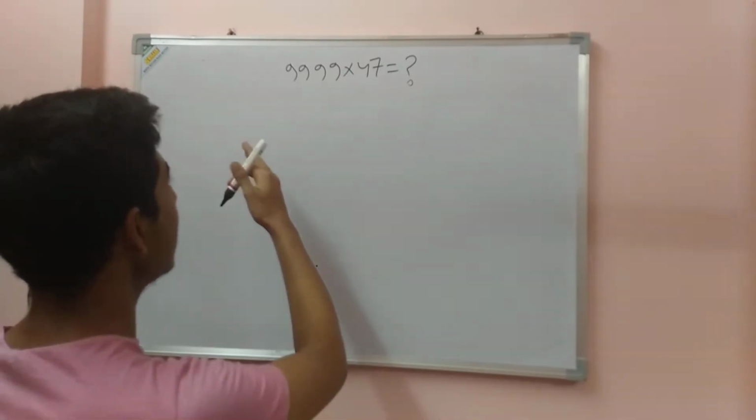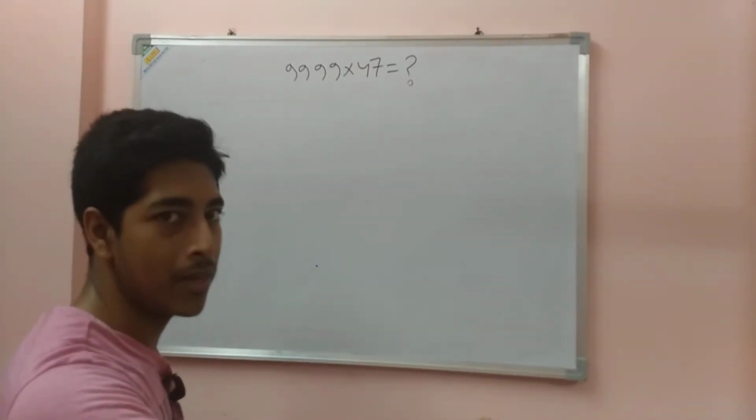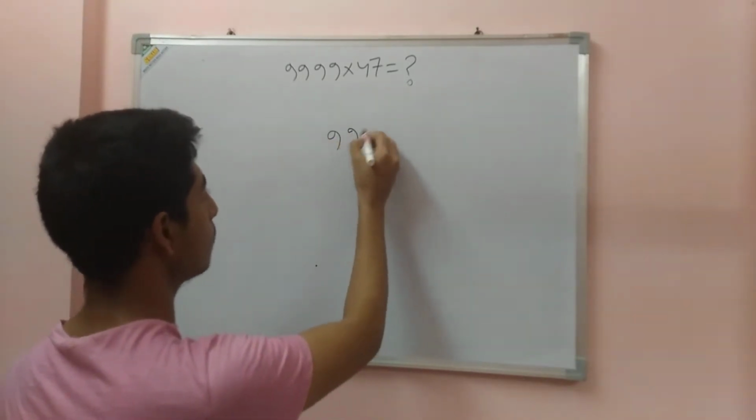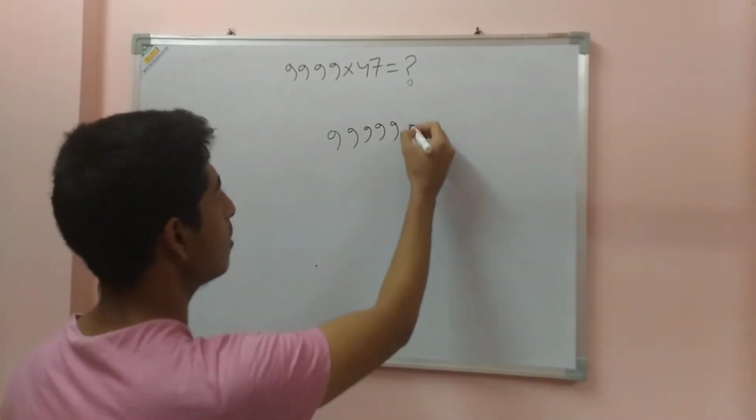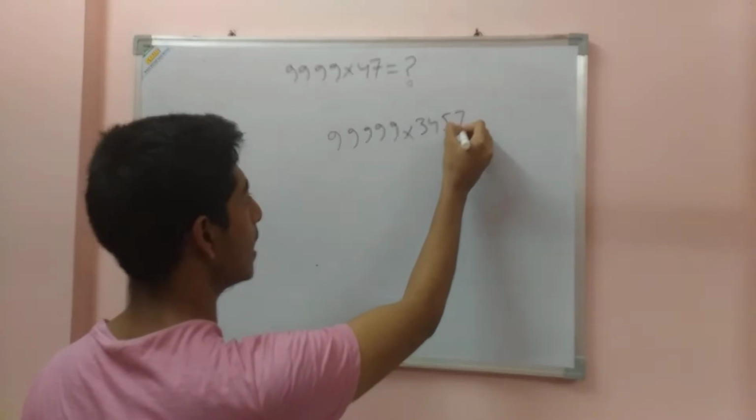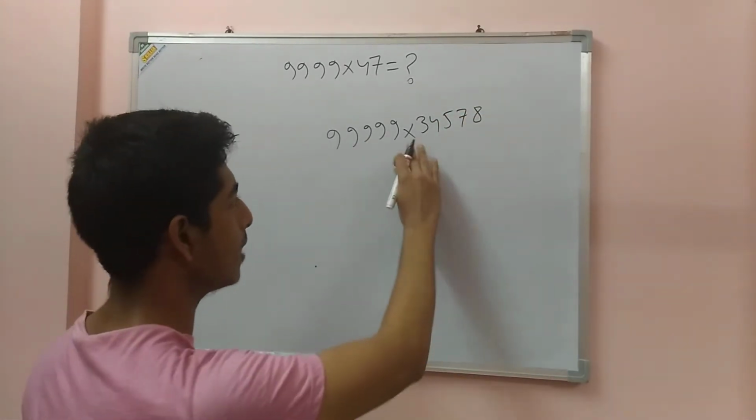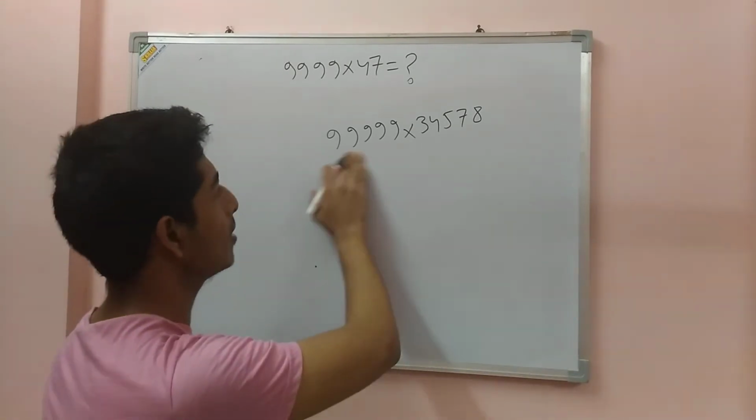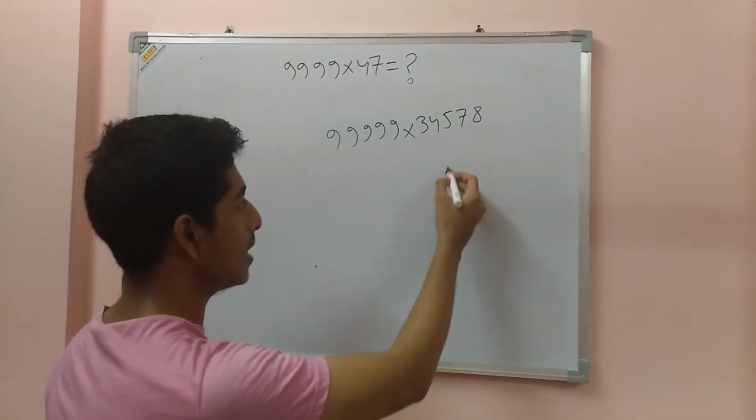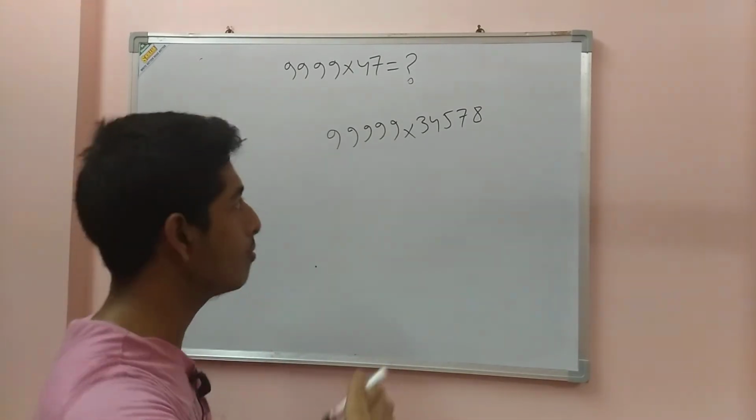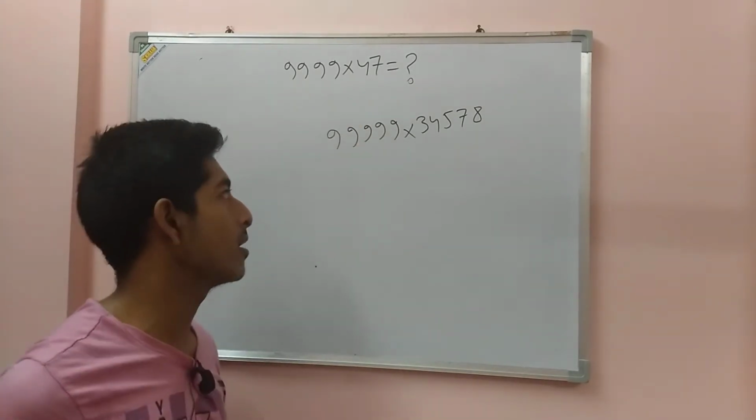Here we have 9999 times 47. In my previous video, I discussed the case where the number of 9s on the left hand side was equal to the number of digits on the right hand side. That is, if we have 5 digits on the right hand side, we had 5 9s on the left hand side. If we had 7 digits on the right hand side, we had 7 9s on the left hand side. So this case is a little different from the other cases.